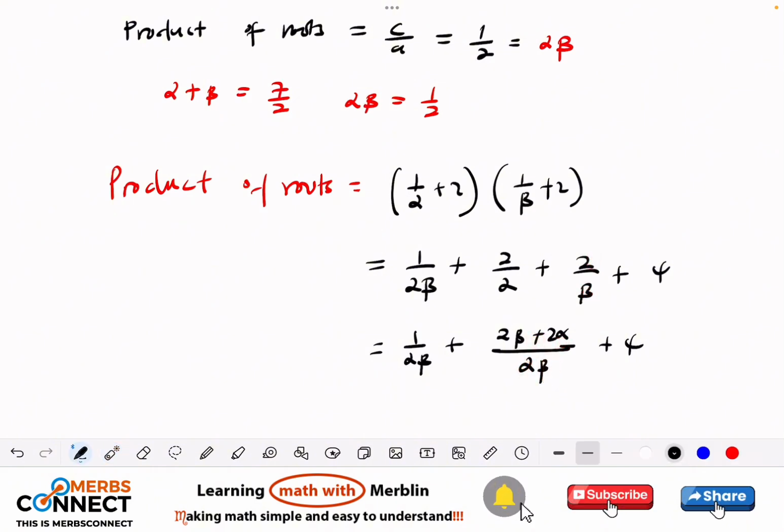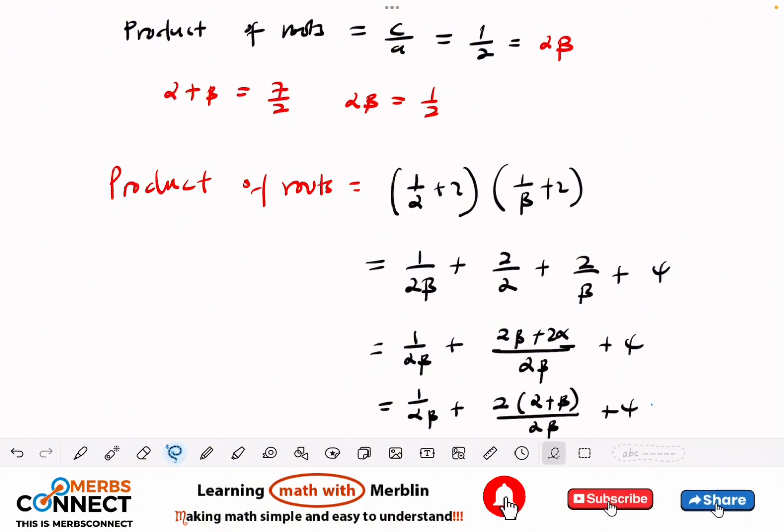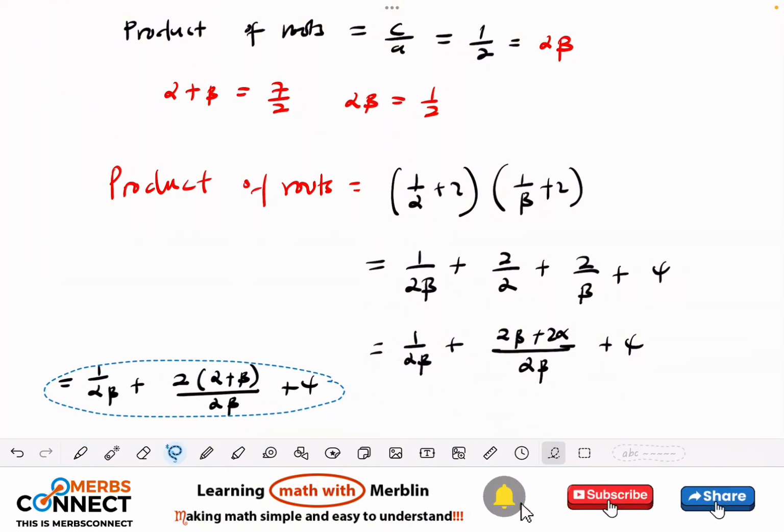So what can I do? Here is 1 over alpha beta plus. Here I can factor 2 out. So I'm going to have 2 out. And then I can swap the alpha beta because this one is going to be like beta plus alpha, which is the same as alpha plus beta. So it will be alpha plus beta divided by alpha beta, plus 4. Right. So this is what we've gotten now. Let me shift it here.